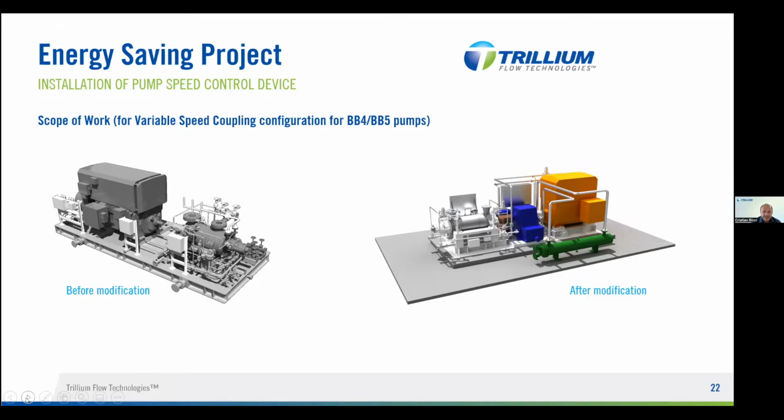On the left side, you can see a picture before modification. So the pump is working with an electric motor at fixed speed, while in the right picture, you will see the configuration after the installation of a pump speed control device. So pump, this speed control device and electric motor. In this configuration, the pump is working at variable speed.